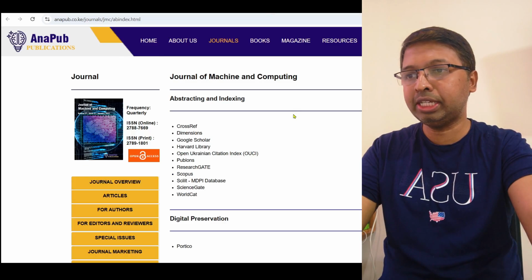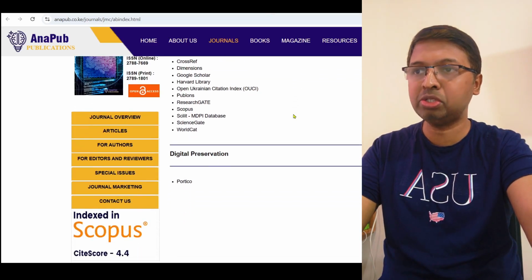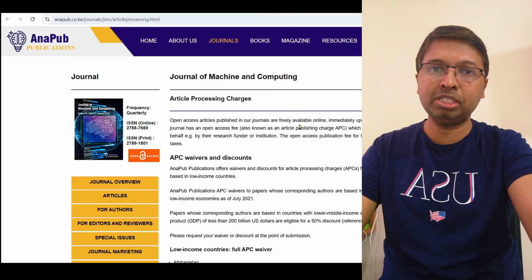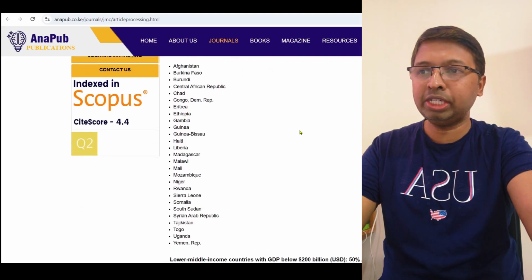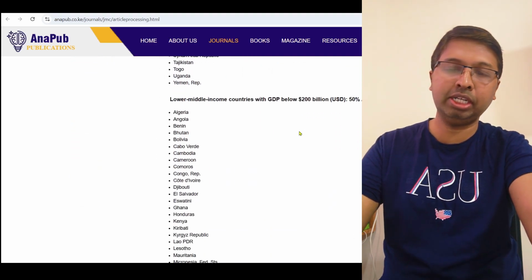In the abstracting and indexing, they have mentioned Scopus. Okay, so we'll try to cross check. About the article processing charges, they have mentioned it to be $1,000 or approximately 88,000 today in Indian rupees. They have given the charges for low income countries as well as lower middle income countries.